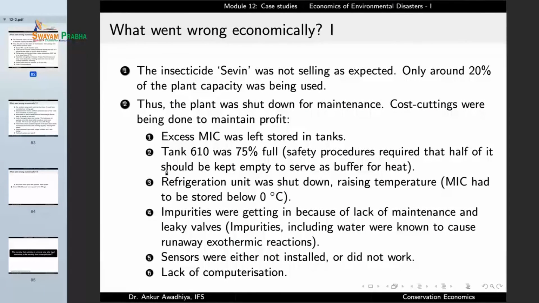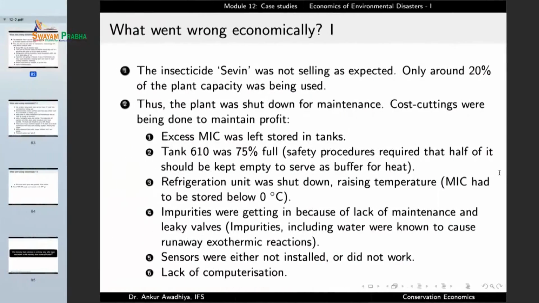Then not only was it stored in the tanks, it was stored above the requisite capacity. The tank from which the gas leaked was 75% full, when safety procedures required that half of it should be kept empty to serve as a buffer for heat. Again, why run the equipment again and again to manufacture the gas? So they were trying to maximize the storage of the tank.